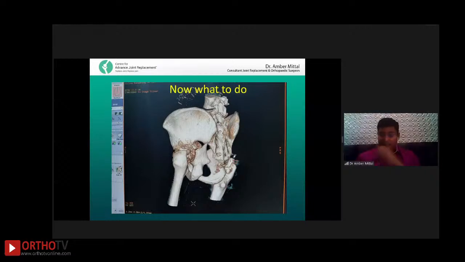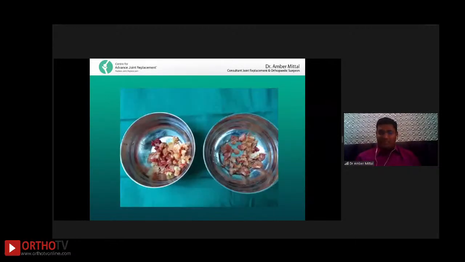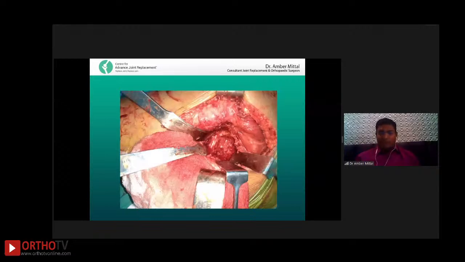So I am a student of Pradeep, sir. So I did what he's saying. I just took all this out and used the head for my bone grafting. So this is what we were talking about. This was the inside picture. You can see a wonderful socket here.